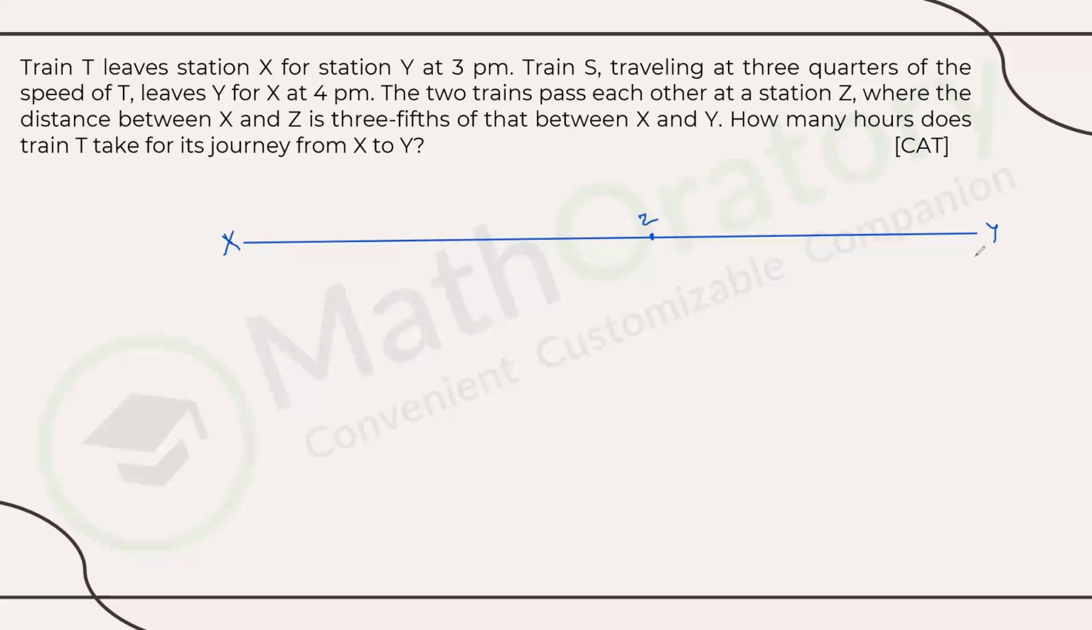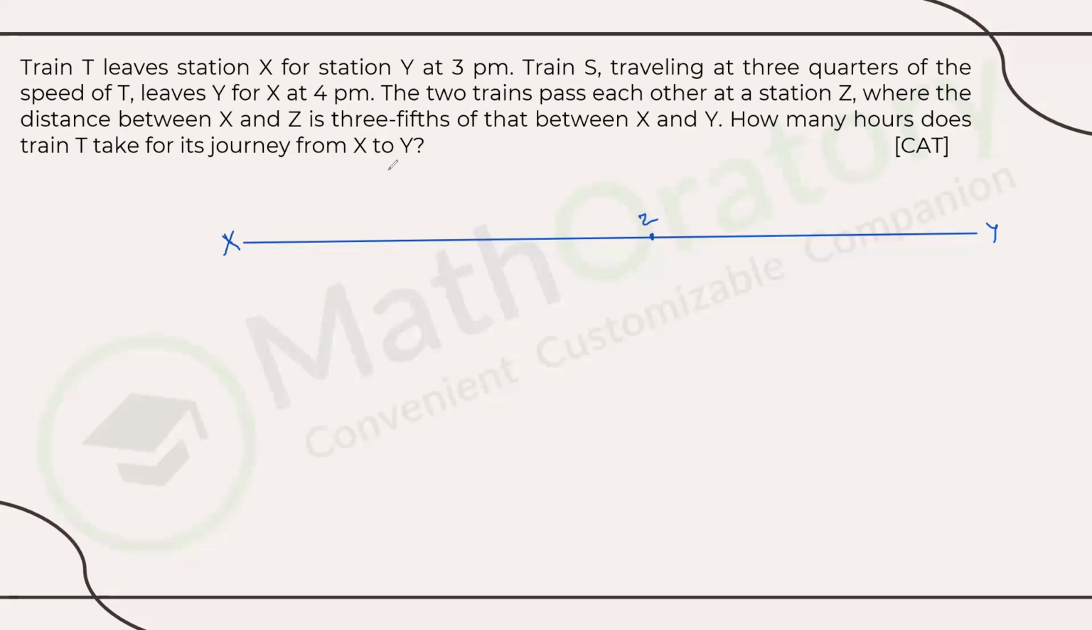Now, why am I focusing on that? Because one train is starting from here, another train is starting from here, and both meet at point Z. So one of the trains has covered XZ, another train has covered YZ, from the perspective of the question. Now, the question that we're looking for is how many hours does train T take for the journey from X to Y?